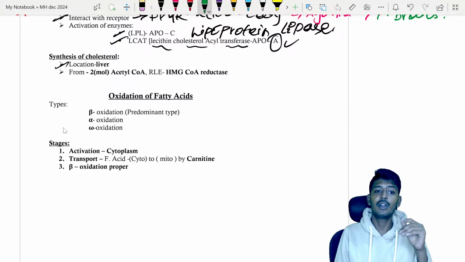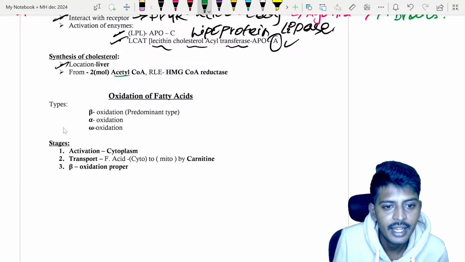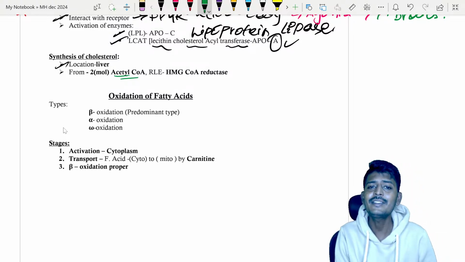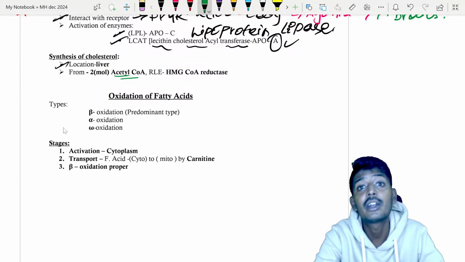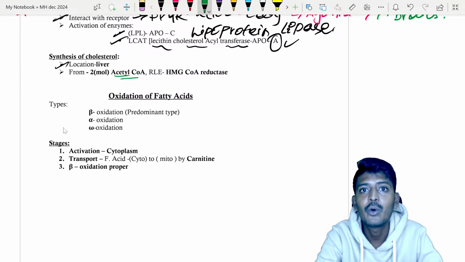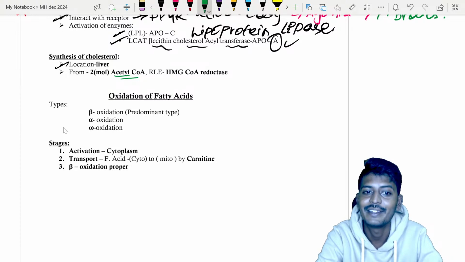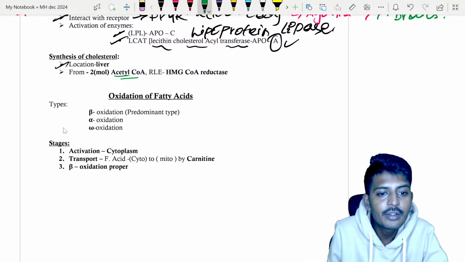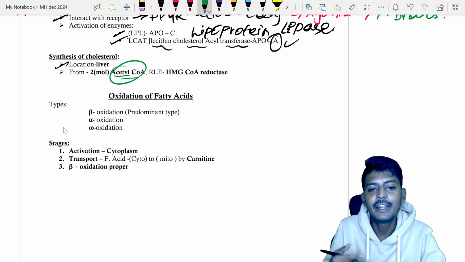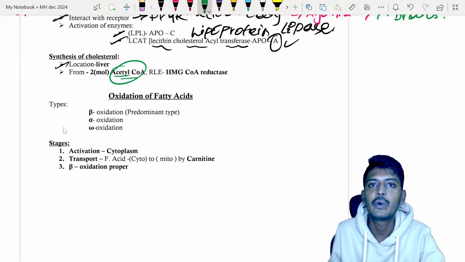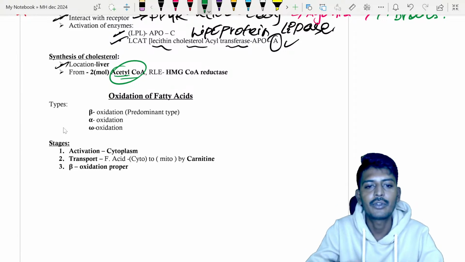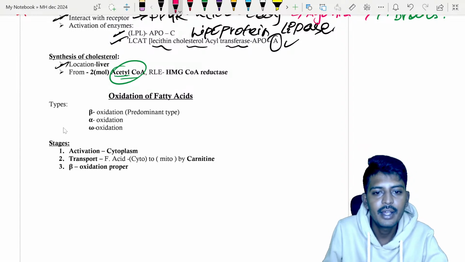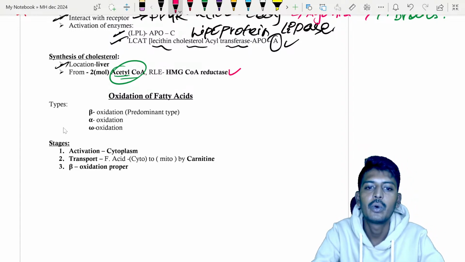So for the synthesis of cholesterol, your body utilizes acetyl coenzyme A. This acetyl coenzyme A is a product of glycolysis. Remember, two molecules of acetyl CoA combine and form something called HMG CoA. From there it will convert into mevalonate. Mevalonate will get converted into your cholesterol. For that we require an enzyme, called HMG CoA reductase.